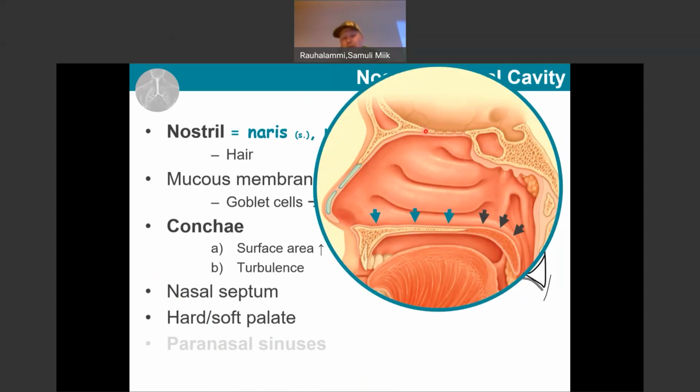And you'll see also the roof of the nasal cavity. There are openings for the olfactory nerves, the sense of smell nerves, that come through the roof of the nasal cavity. But one thing that you'll notice is that the floor of the nasal cavity is formed by actually two parts of a similar structure.